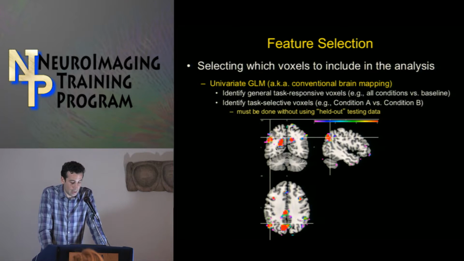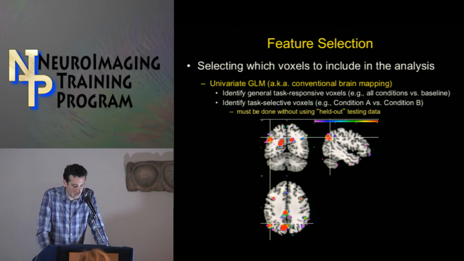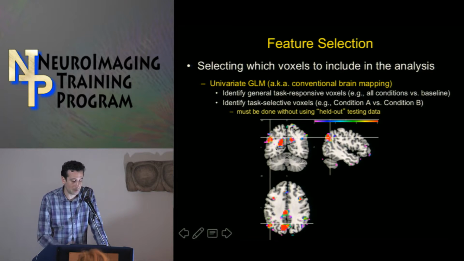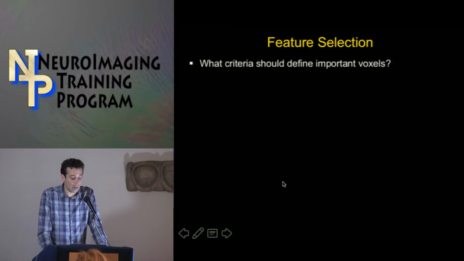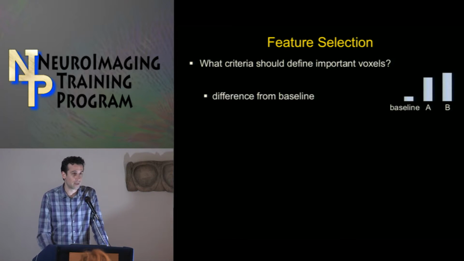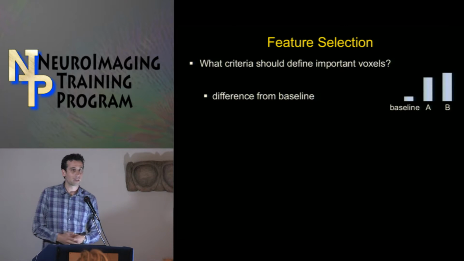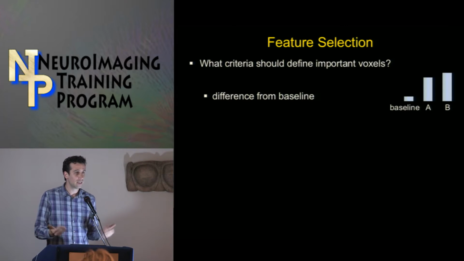So this is just an illustration of, I forget what's being plotted in this particular figure, but picking voxels that have high diagnosticity. Okay, so what criteria should define important voxels? Well, I mentioned difference from baseline, so you could pick voxels that have task-related activity, agnostic to whether they differ between conditions.